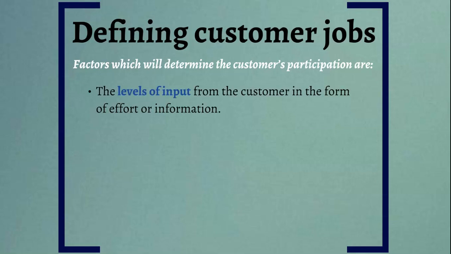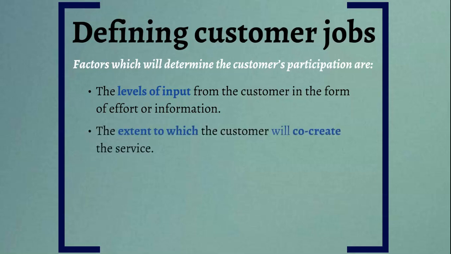Defining customer jobs, the factors that will determine the customer's participation are, for example, the levels of input from the customer in the form of effort or information. The level of input required for using takealot.com's service, focusing specifically on the app version, is that they have to download the app, create an account, and load payment information like a credit card or a debit card.